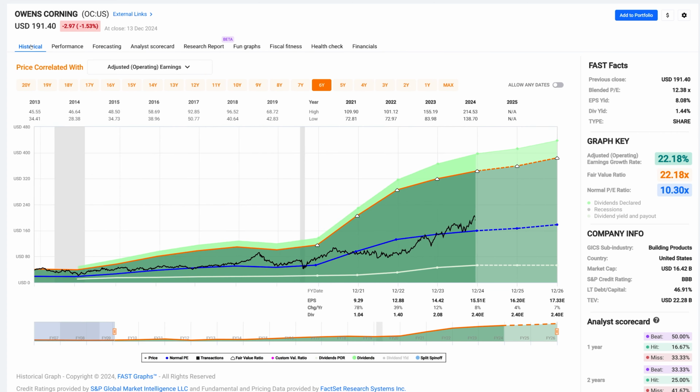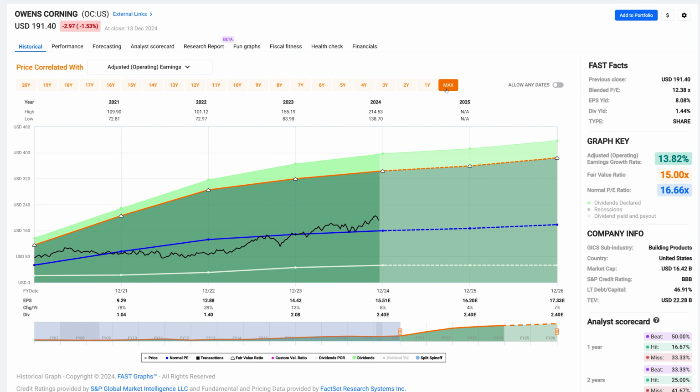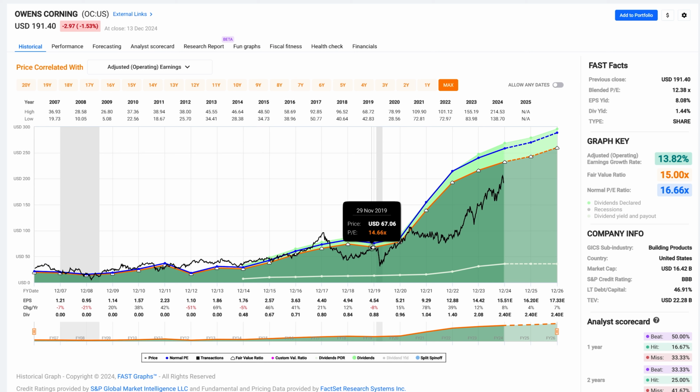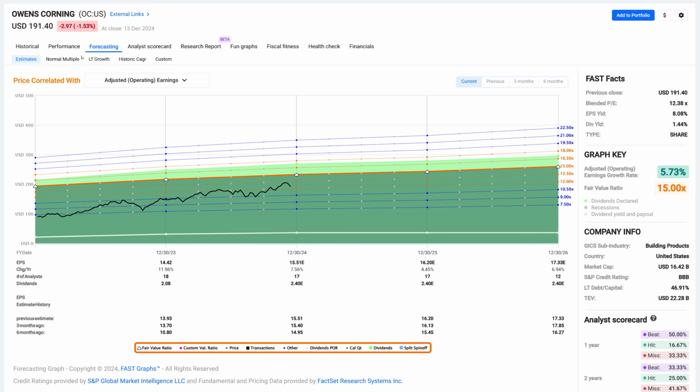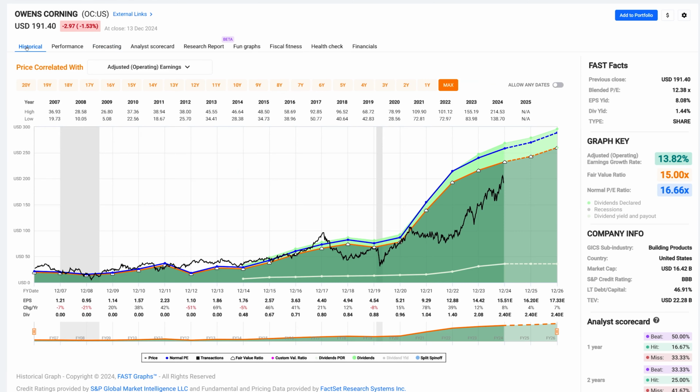But if I really study the long-term history of this stock, most of the time it did trade at a 15 PE. It's during this recent spurt that it traded at a normal multiple. So Owens Corning would be one that I would have loved to have bought maybe a couple of years ago. I'm not so sure I'd want to buy it now, but that would require more research. It is investment grade, and it does have less than 50% debt.